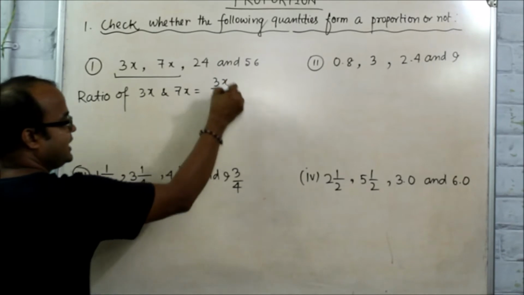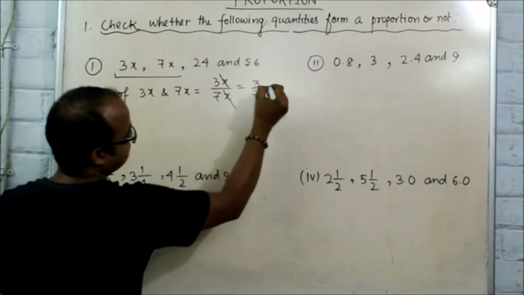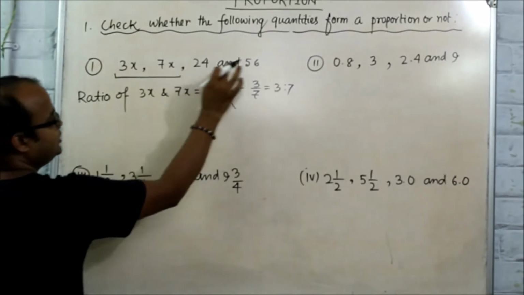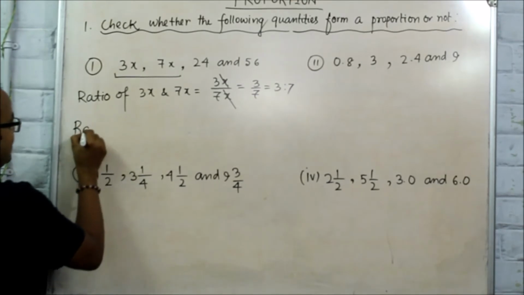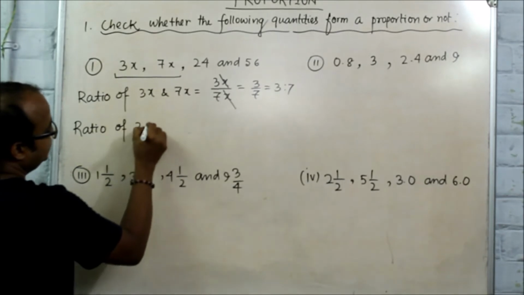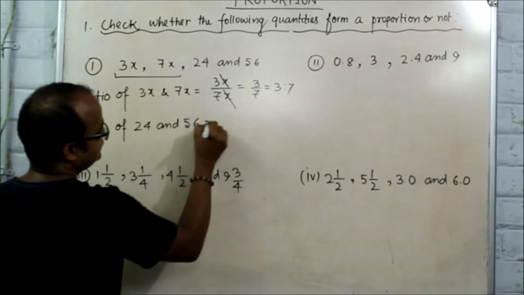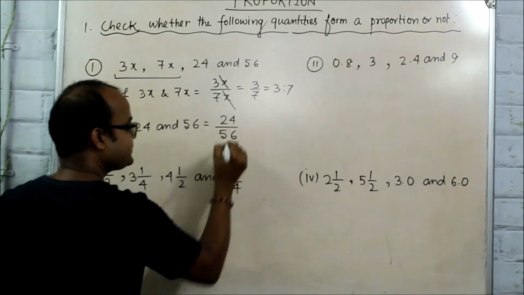Now you can cancel x and x. So this is equal to 3 by 7. This is 3 is to 7. And find out the ratio of third and fourth. So ratio of 24 and 56. So this is equal to 24 by 56.